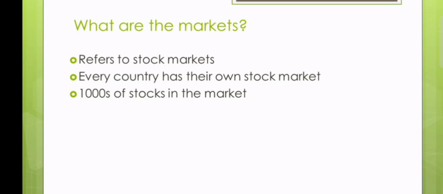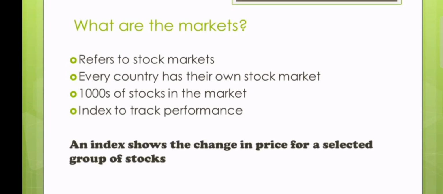So how do we keep track of how the stocks are performing in the market? Well, this is when we look at something known as an index. An index is a technical instrument that can help us track the performance of a market. So what an index does is show the change in price for a selected group of stocks.